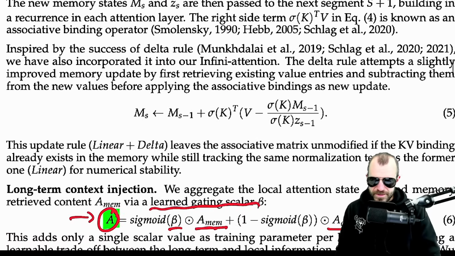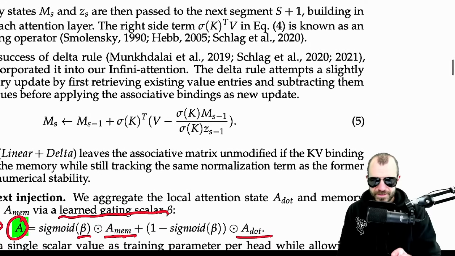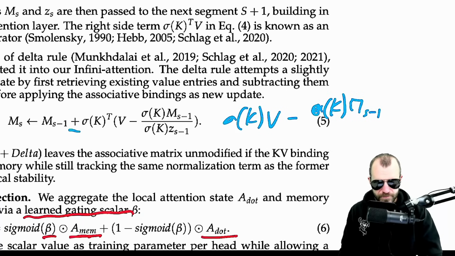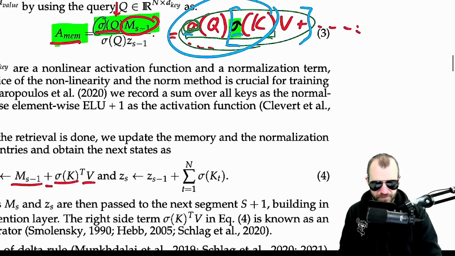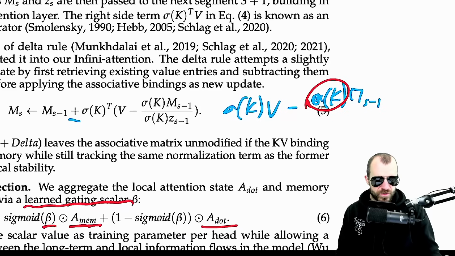This trick is fairly neat. It's inspired by some previous work. They don't actually store like this. So if you multiply it out right here, what you actually add to the memory is this sigma(K)V minus sigma(K) M_{s-1}. So first you actually want to use the keys. Remember, you see the difference between the formula here, which is sigma(Q)M, and the formula here, which is sigma(K)M. So this is almost like you use the keys as queries to retrieve from the memory.